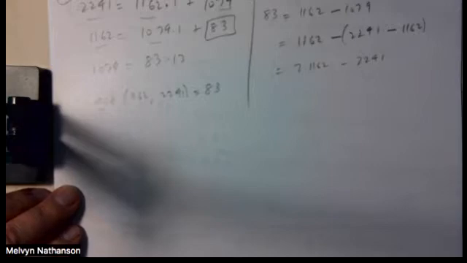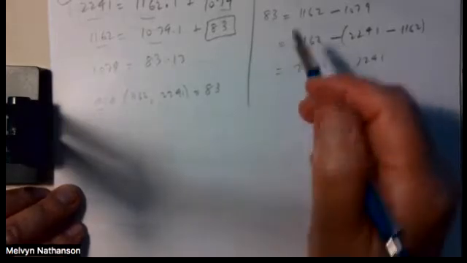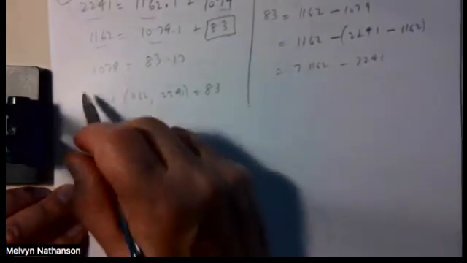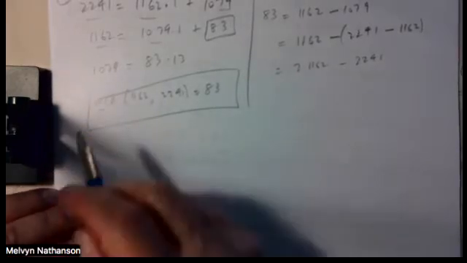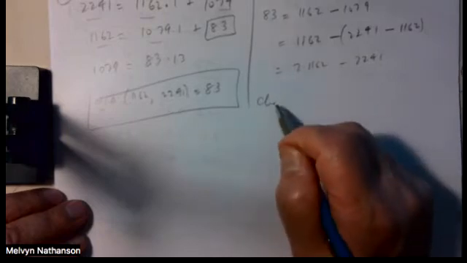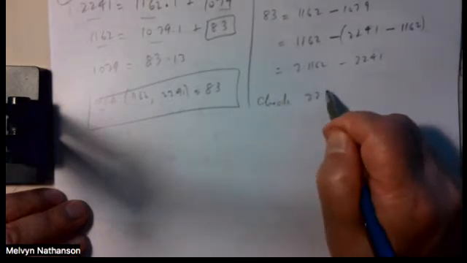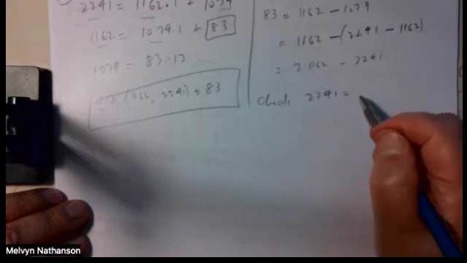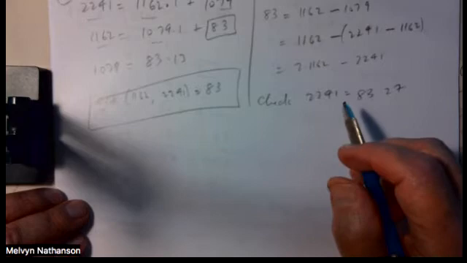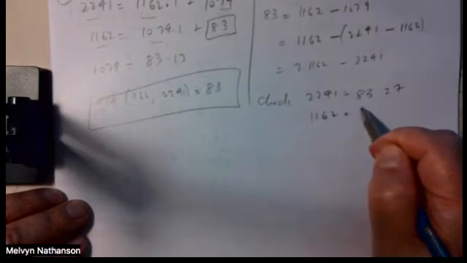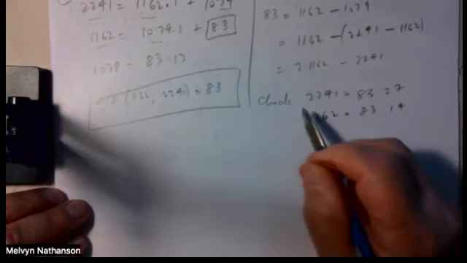And that looks like it's okay. So the answer is the GCD of these two numbers is 1183. And I think if you check, well, this is really one check, but 2241 is divisible by 83, it's 83 times 27. And 1162 is 83 times 14.